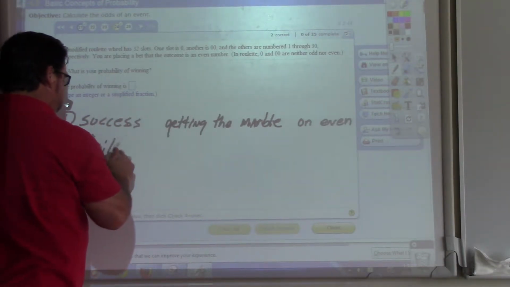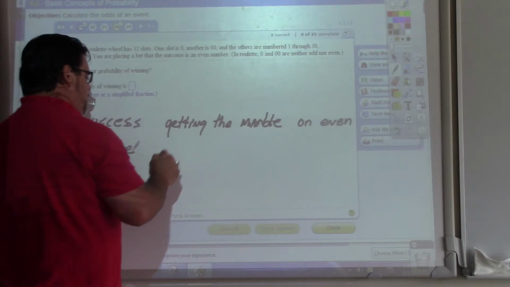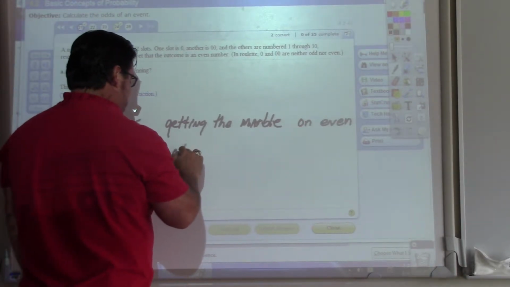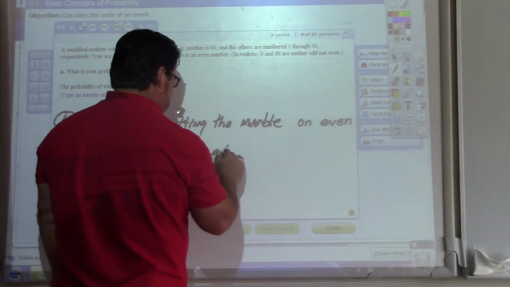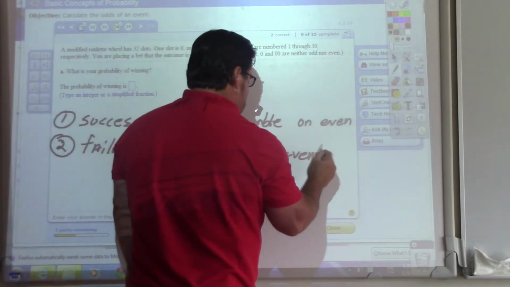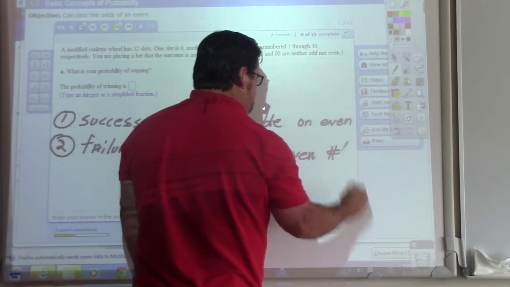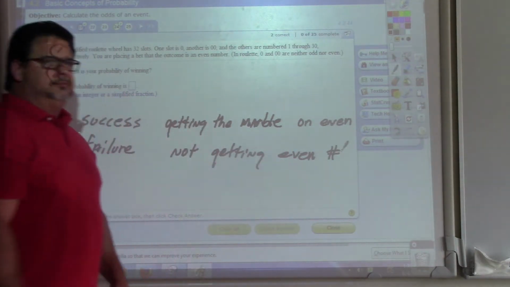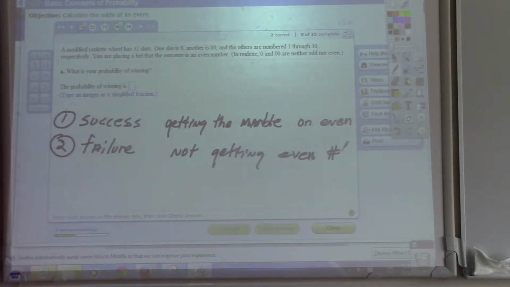And our failure would be the complement. Getting it on any other. Failure would be not getting an even number. Now, the reason I said not getting an even number is because somebody would have said odd. You can't say odd, because 0 and double 0 are not odd or even. So you can't just classify all the numbers into 2 categories when there's 3 categories.